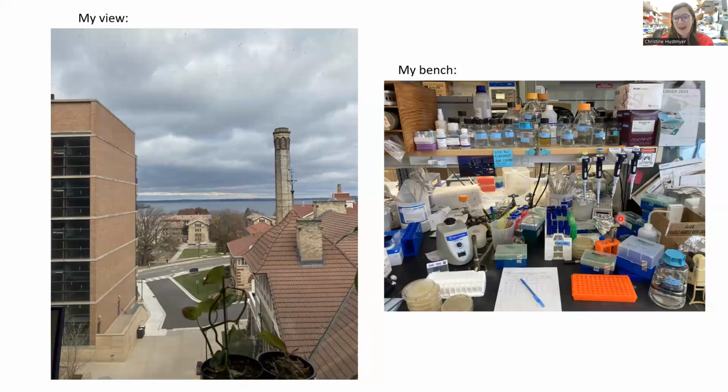And this is my bench where I do most of my experiments. I have all sorts of different reagents, like different liquids that I mix together. I have my notebook to record different observations. And I have all sorts of different bacteria growing at my bench and in different incubators across the lab. Mainly today, I'm going to talk to you about a bacteria called E. coli, which some of you may have heard of, or you may have gotten sick from it if you've eaten contaminated meat, or you might have heard about it in the news.